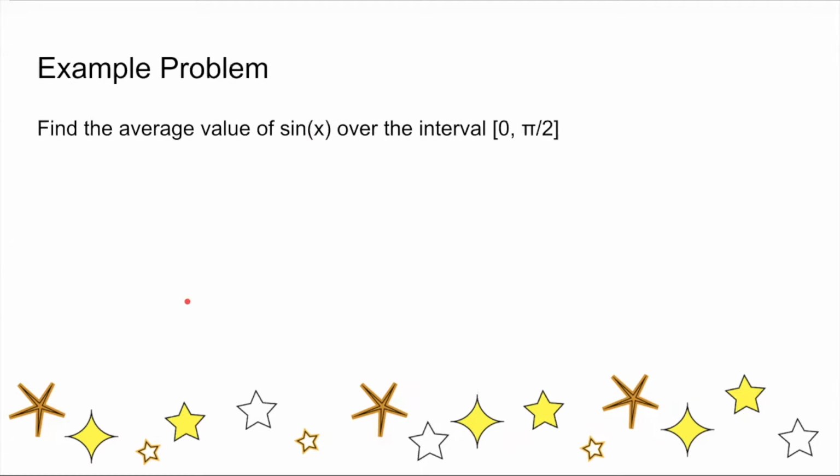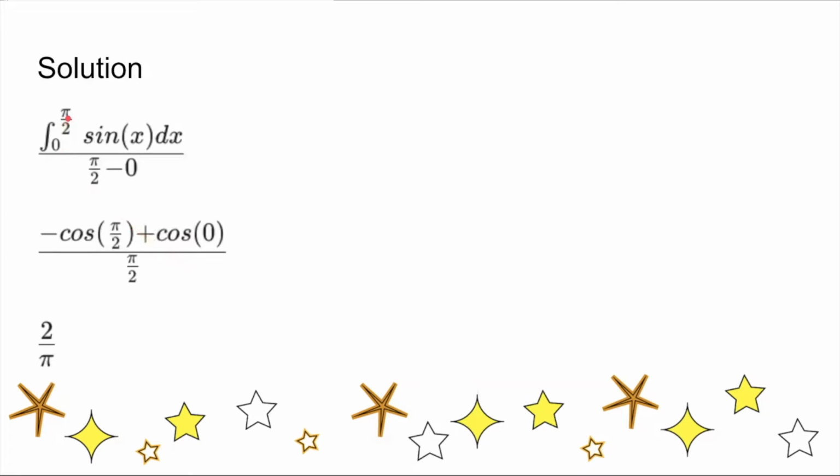All right, so here's an example problem. Find the average value of sine of x over the interval 0 comma pi over 2. So what you do is simply plug in the values into the formula. a is 0 and b is pi over 2. So first of all, the integral of sine of x dx is negative cosine of x, and you evaluate that from 0 to pi over 2.